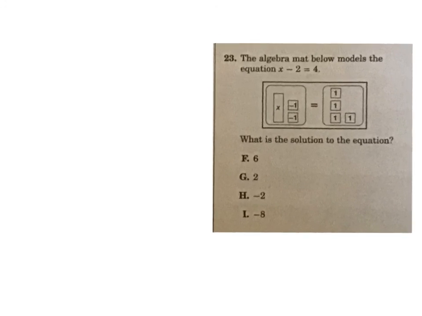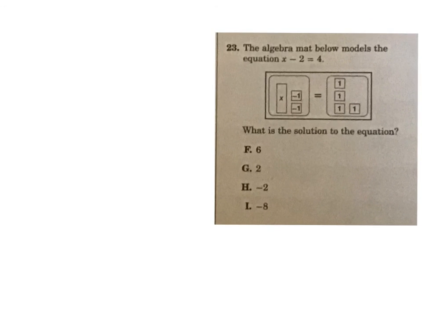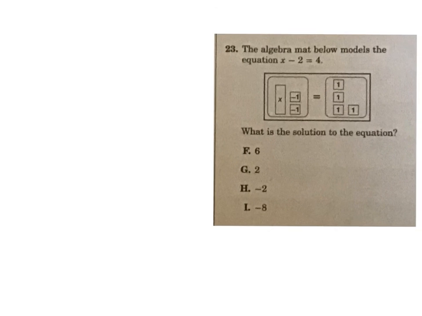All right, number 23. The algebra mat below models the equation x minus 2 equals 4. What is the solution to this equation? So we got to find out whatever x is, and then I take 2 away, and it should give me 4. So x minus 2 equals 4.